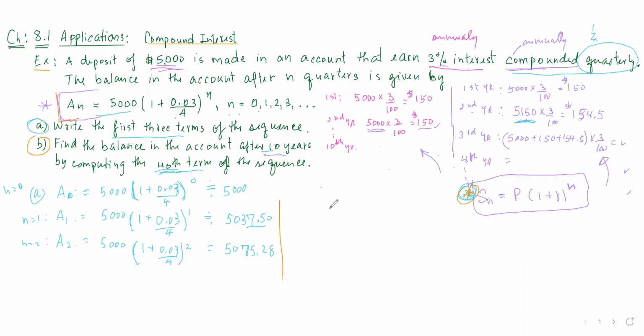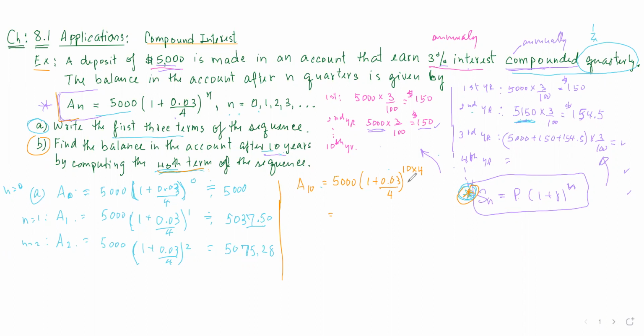Okay, so 10 years, right? So you want A10, n equal to 10, and the principal is still 5,000, and 1 plus 0.03 over 4. Okay, over 4, and then the power n is 10, and this one you must multiply by 4. That's why they say 40 terms here. 10 times 4 becomes 40. So this is after 10 years.